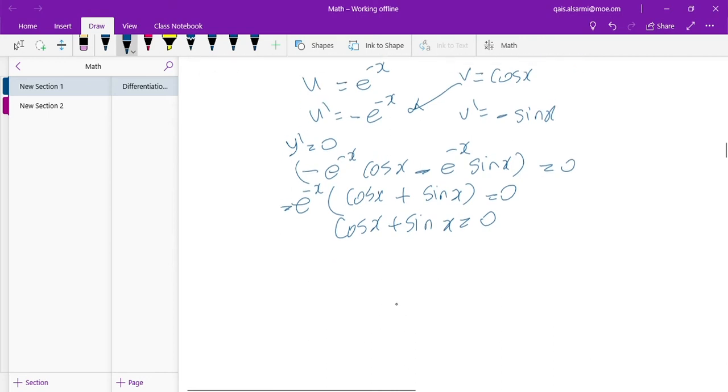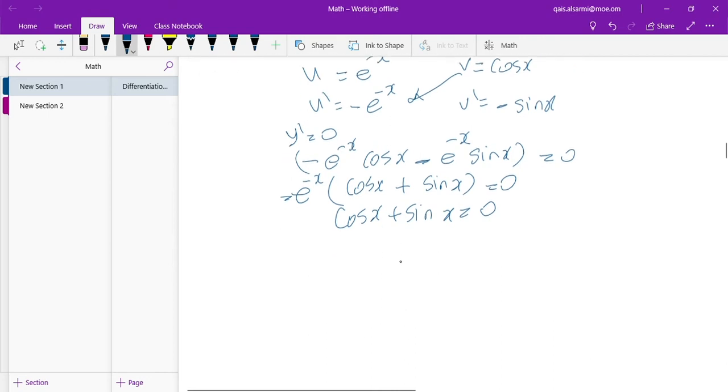To solve this, you have to take a common factor. Do you remember? Tan x equals sine over cosine. That's why each time take cosine x as a common factor. Remains here cosine over cosine, which is 1. Sine over cosine, which is tan. So cosine x equals 0 or tan x equals negative 1.